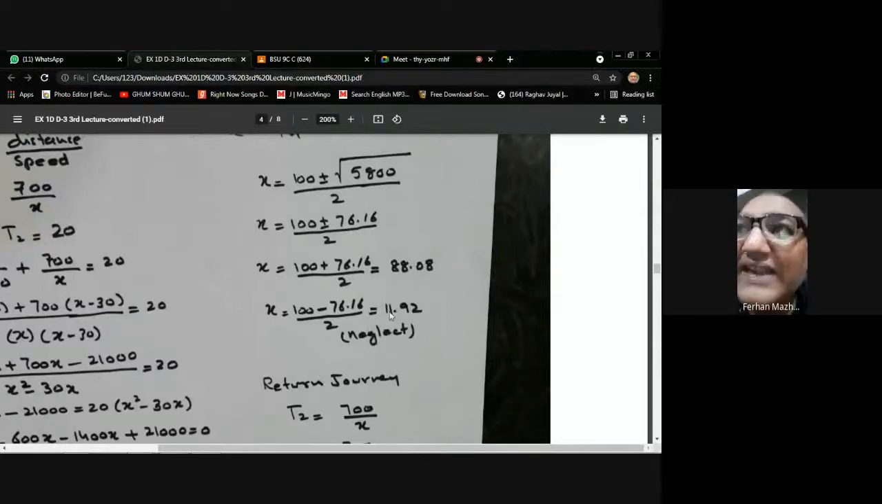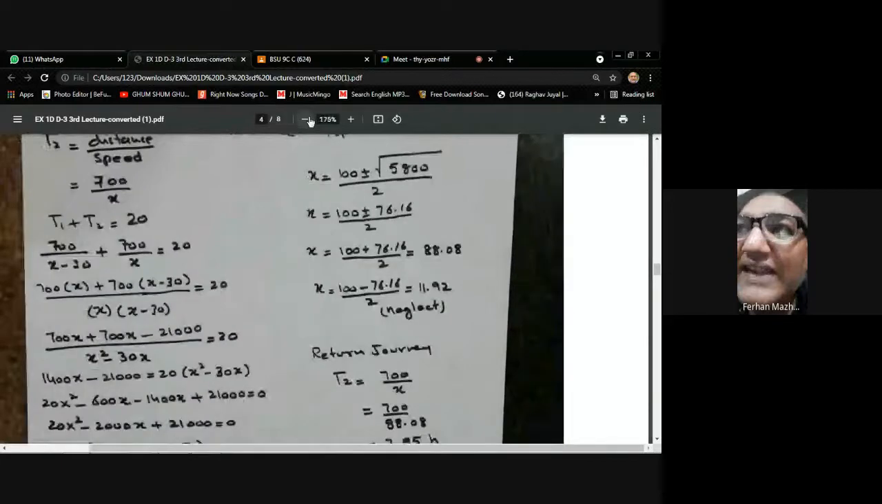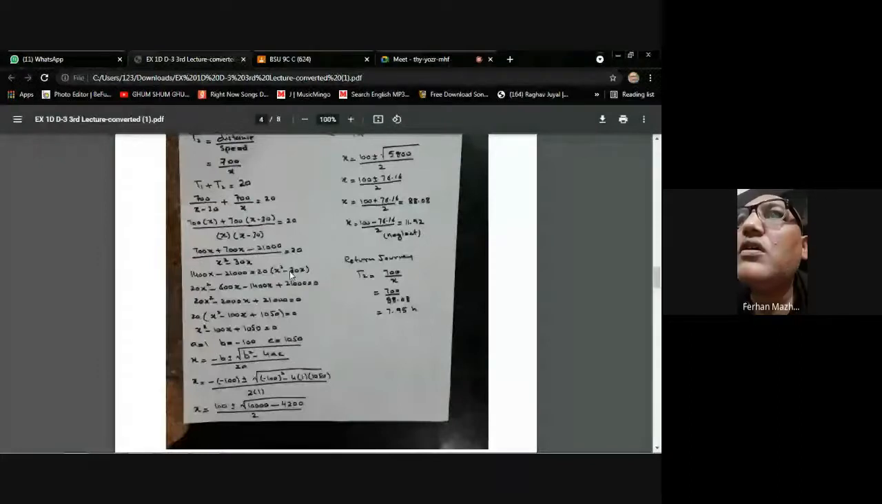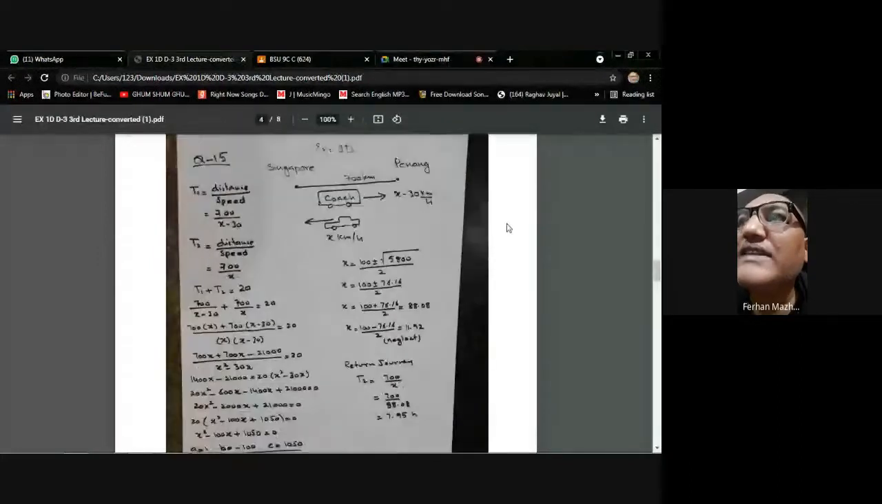I neglected this value. Why did I neglect this value? Let me show you, it's very simple. It is x minus 30. So I cannot take x as 11.92, because if I take the value of x as 11.92, this will have a negative answer. Here the speed will become negative, which is not possible. So I will neglect this value. The x value 11.92 has been neglected. So now I will only use the x value which is 88.08 in the further process.